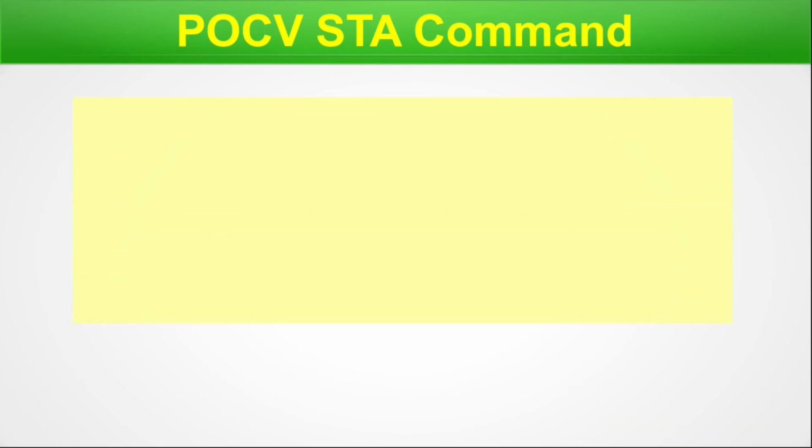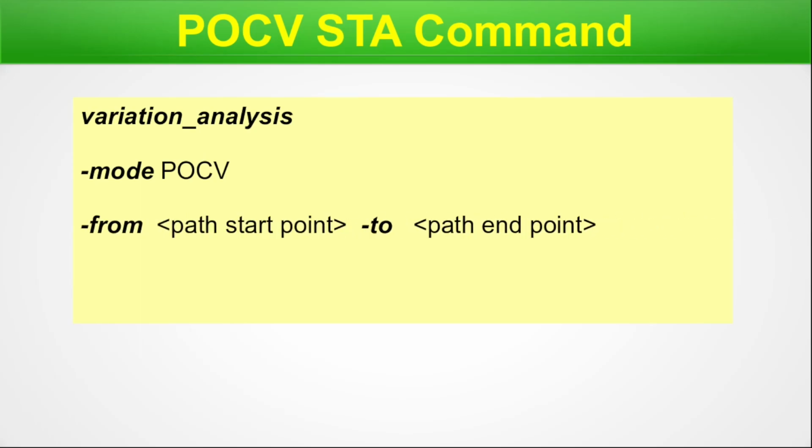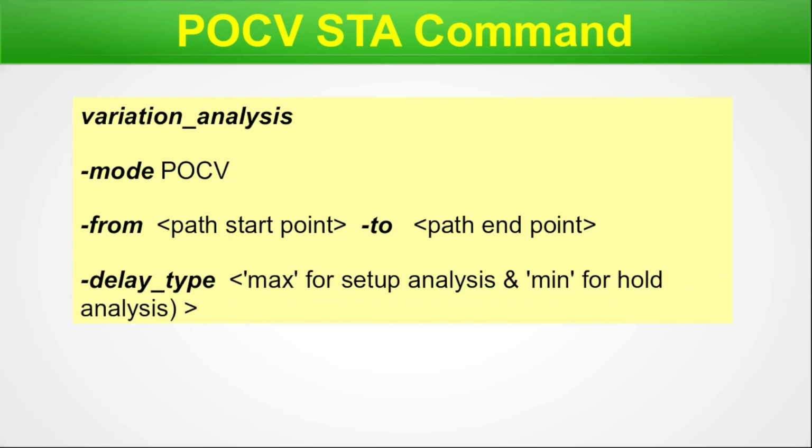POCV STA command. You might be wondering, up to this point we have discussed all the theories and everything. However, when we want to invoke POCV inside our statistical STA tool, what command should we use? The command is variation_analysis. It is a Tcl proc, and the arguments are mode, where we give the value as POCV, then we give from and to, that is the path starting point to the path end point. And then we mention the delay type, that is max for setup analysis or min for hold analysis. So this is, in a short and sweet manner, the command to invoke POCV. Anything happening statistically will be taken care of by this particular Tcl command.